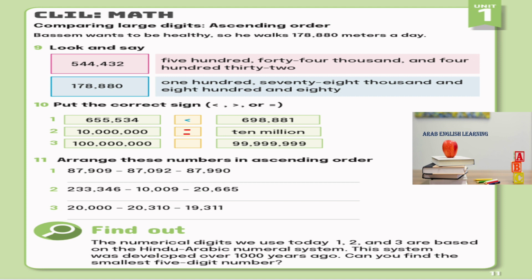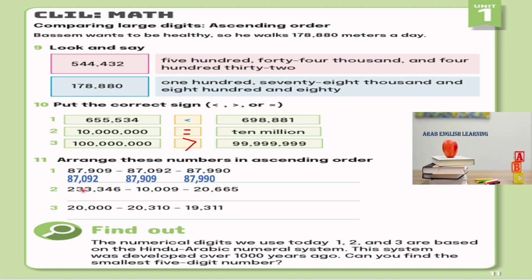Okay. Number 3, 100 million or 99 million. 100 million is bigger than 99 million. Exercise 11. Arrange these numbers in ascending order. So we'll put the smallest first. Which one is smallest? Yes. All of them are 87,000. So we'll look to the next digit, which is 92, then 909, then 990.